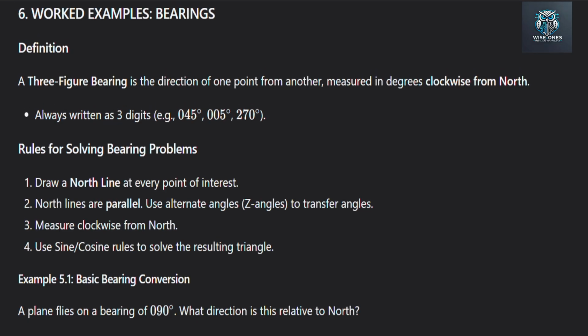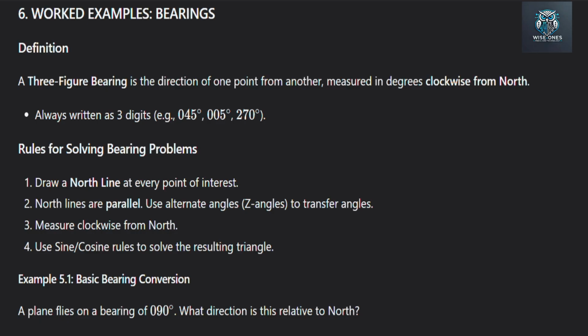Now, let us move to section 6, worked examples on bearings. What is a three-figure bearing? It is the direction of one point from another, measured in degrees clockwise from north. It is always written as 3 digits. For example, 045 degrees, 005 degrees, 270 degrees.